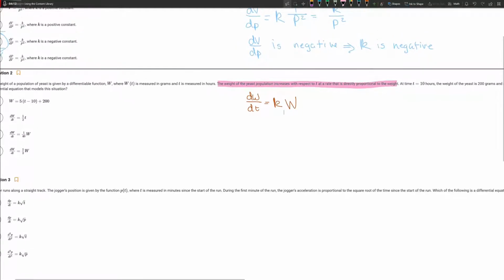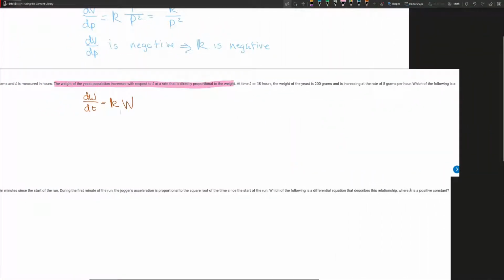Now we're going to use this secondary information that apparently T is equal to 10. We know that W, the weight, is 200 grams and is increasing at a rate of 5 grams per hour. So that means that dW/dt at that time T equals 10 is going to be 5 grams per hour.